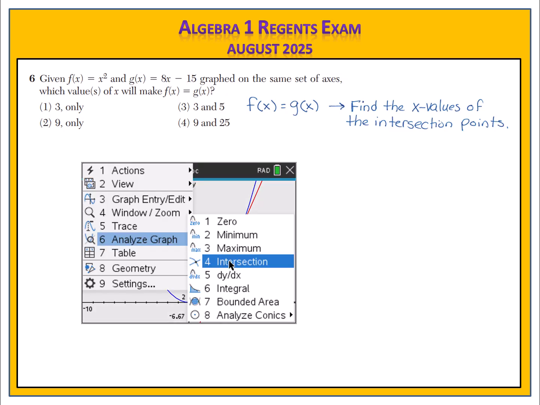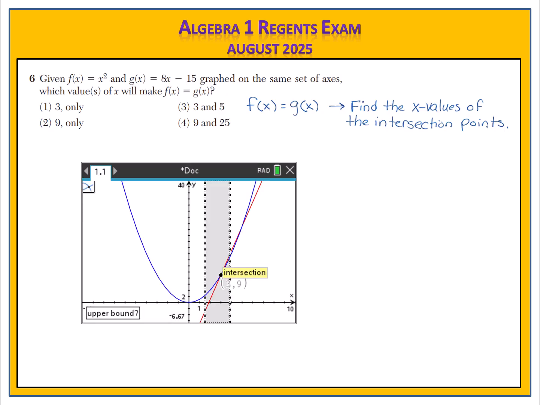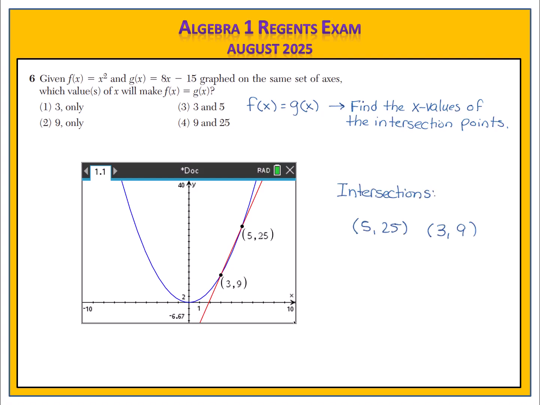Menu, Analyze Graph, Intersection. The calculator will give you the finger with the line so that you can shade over each intersection. There are 2 intersections. You must do this process for each one separately. We have intersections at 3, 9 and 5, 25. The x values, x equals 5 and x equals 3, are the values of x that make f of x equal to g of x. That is choice 3.